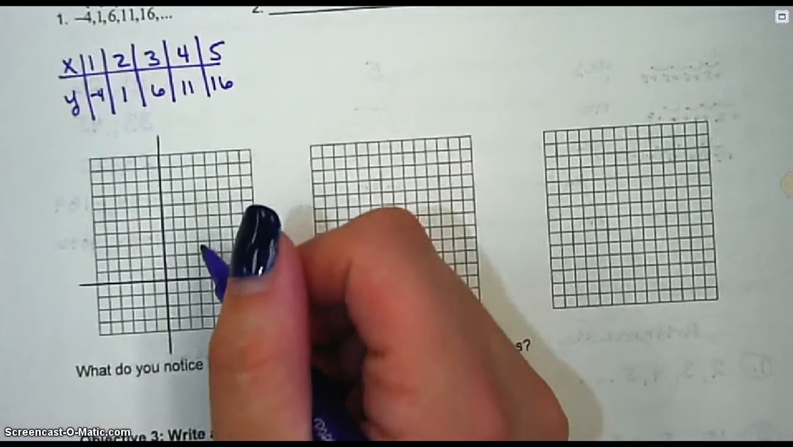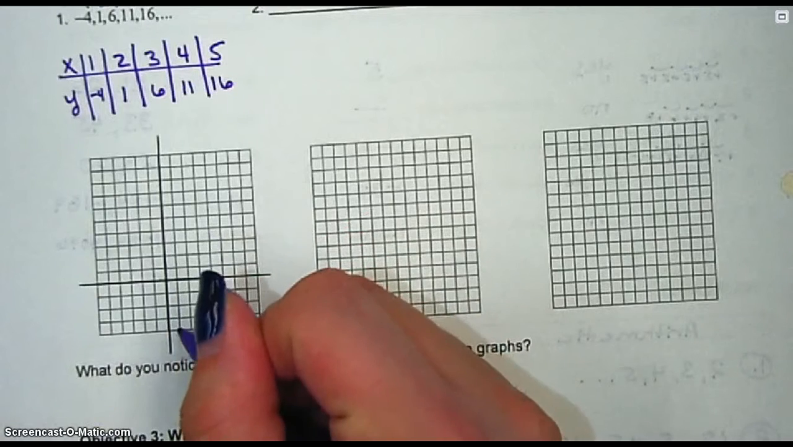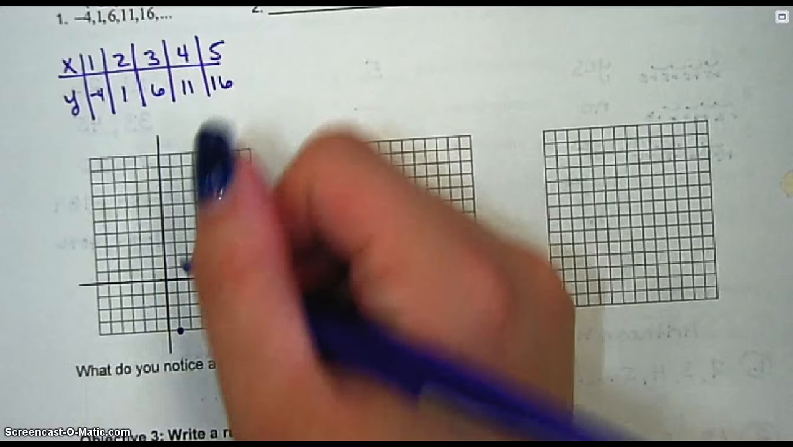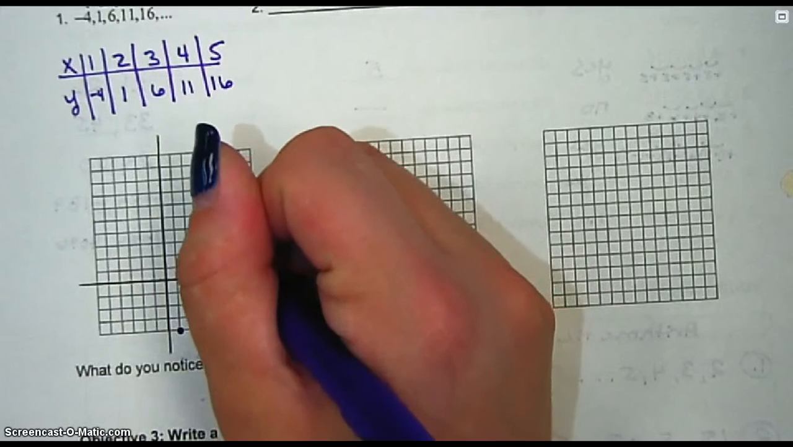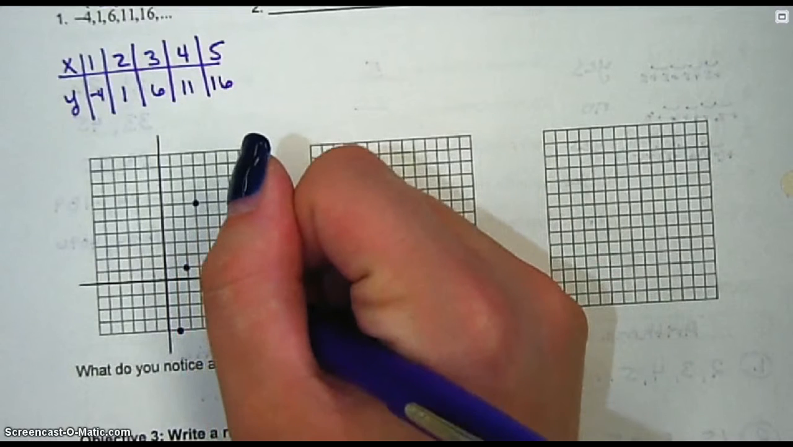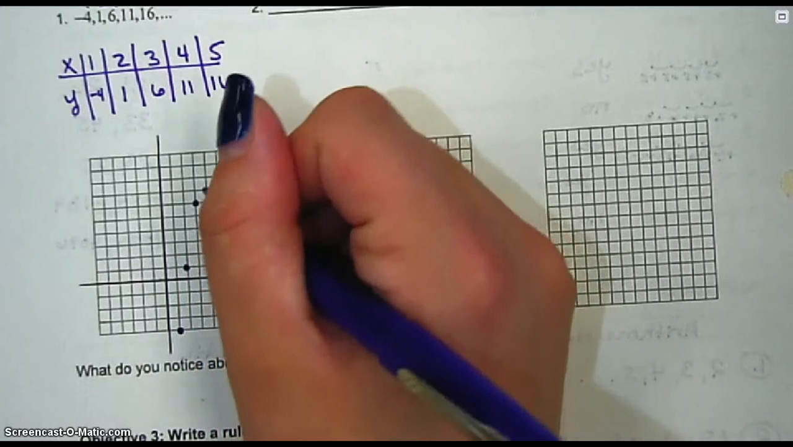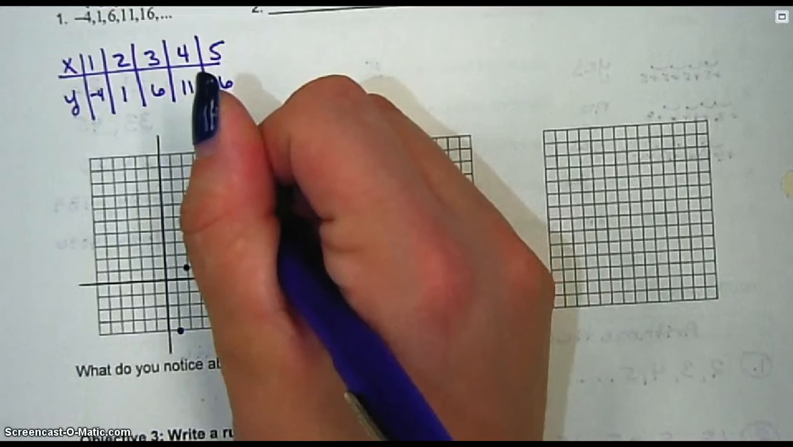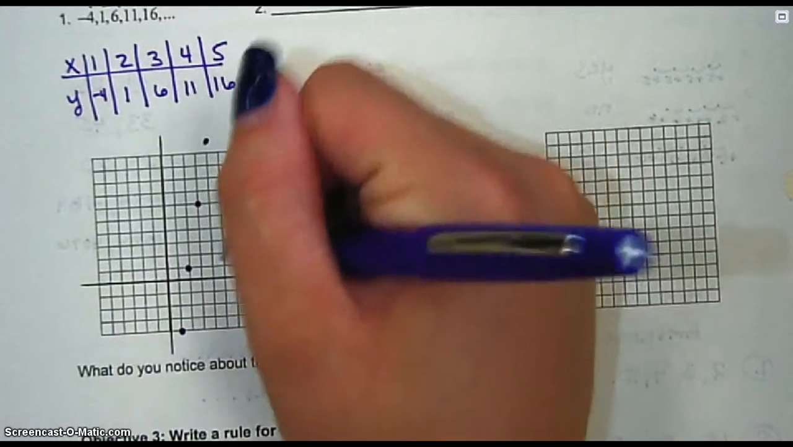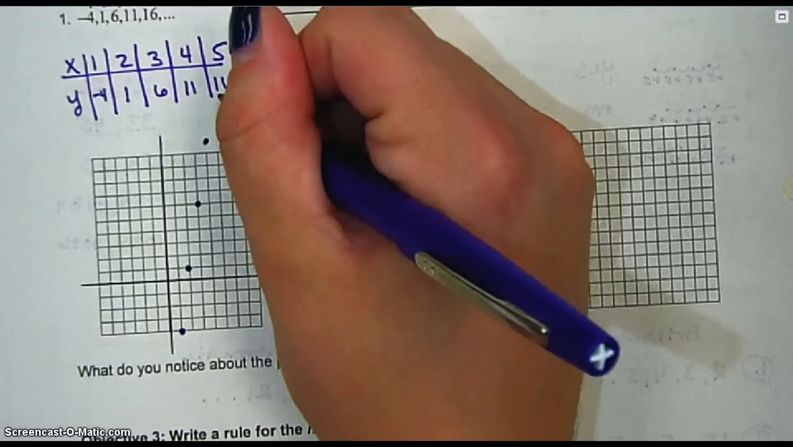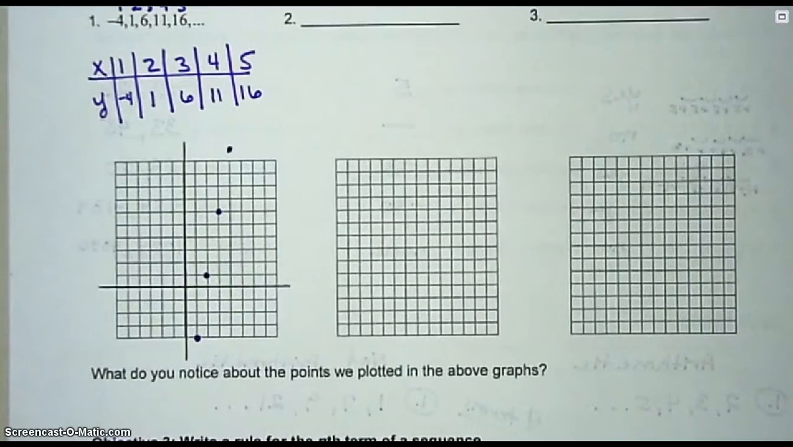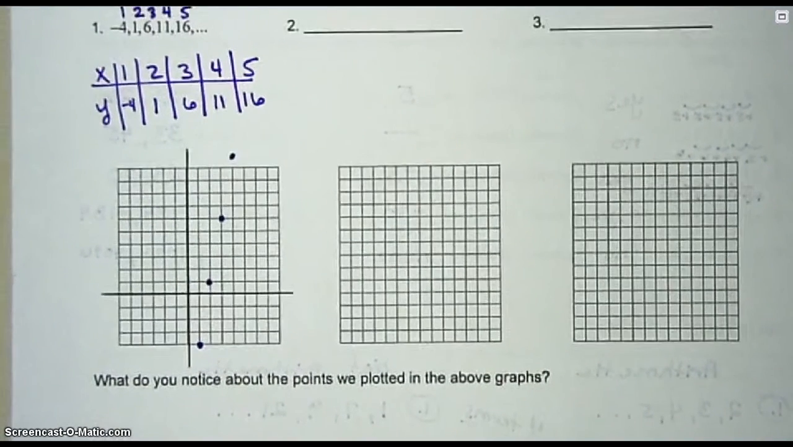So 1, negative 4. 2, 1. 3, 6. 4, 11. And 5, 16 is really far off our graph. So 11, 12, 13, 14, 15, and somewhere up there is where my 16 is. Can't really fit it. So this is what the graph would look like.